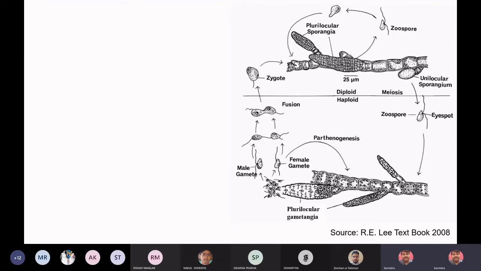Remember that when you discuss Polysiphonia, you will ask us what is the major difference between the plurilocular sporangia and the reproductive structure of Polysiphonia. I am willingly not taking the name of that structure so that you will not get confused. This is the life cycle, and with the help of this photograph, I will try to explain the entire life cycle.